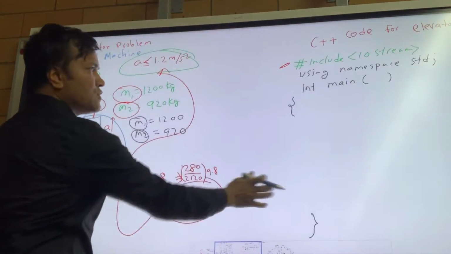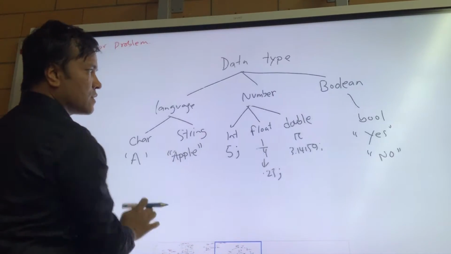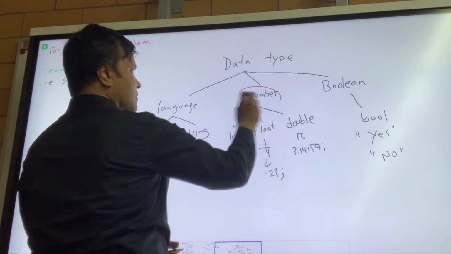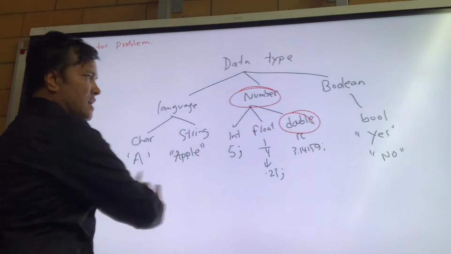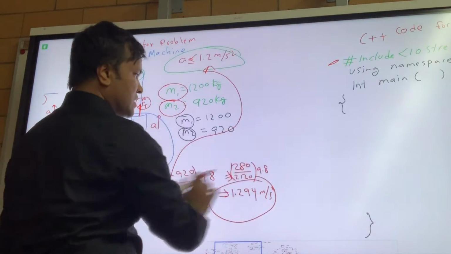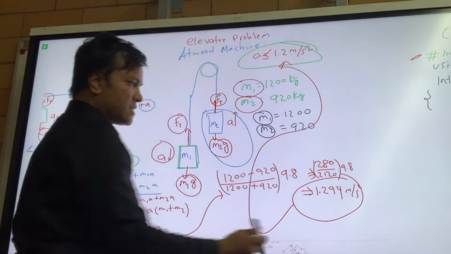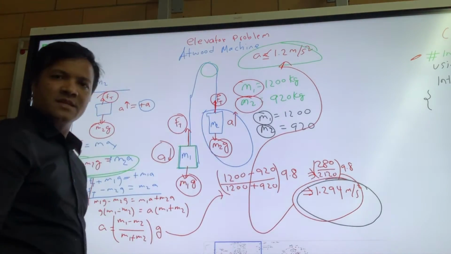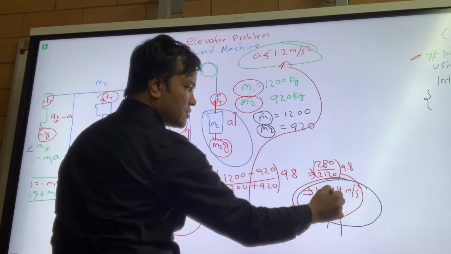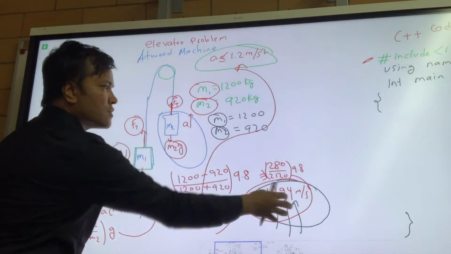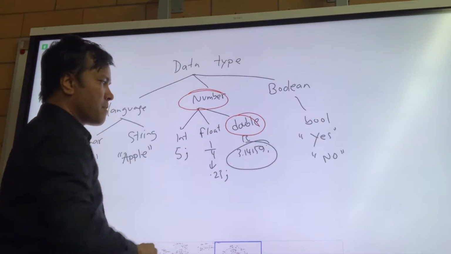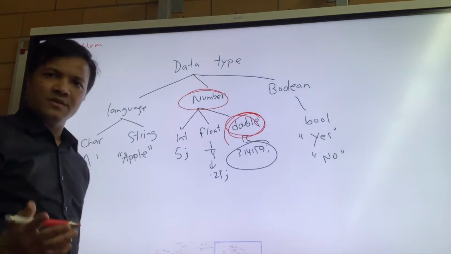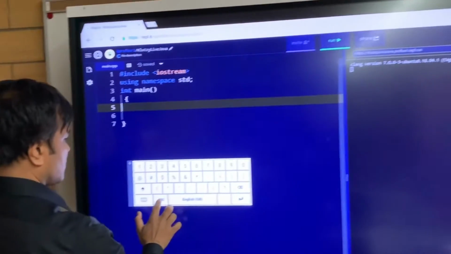So then we have to use number and double, because we want our answer to have more than 2 decimal places. You see that the answer has how many decimals? 1, 2, 3. So that's why we must use double. Okay, so let's use double.